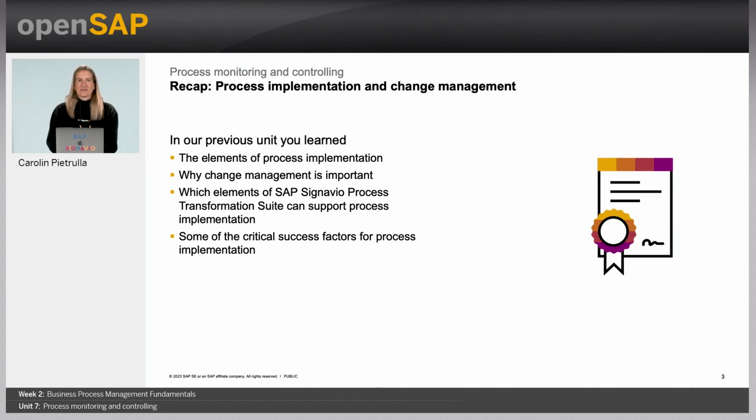Let's kick this last session off one more time with a quick recap on our previous session on process implementation and change management. In our last session, we first talked about the elements of process implementation, processes, systems, and people. We then spent a long time explaining why change management is so important. We also talked about which elements of the SAP transformation suite can support process implementation, and finally, about some of the very critical success factors of process implementation.